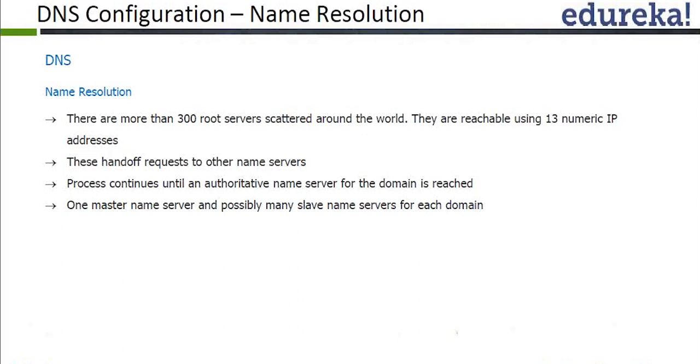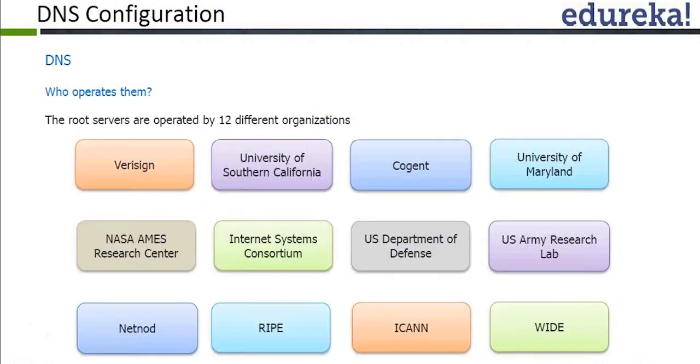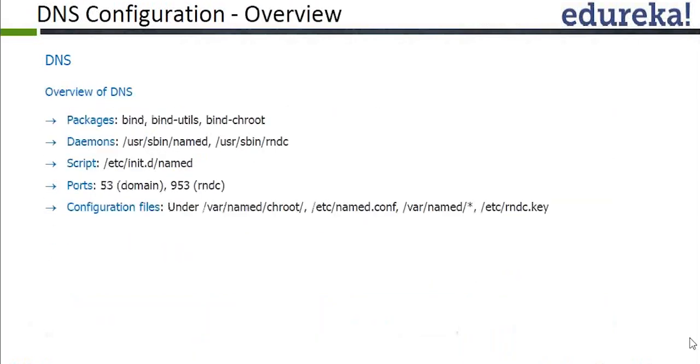After installing the package, bind, Berkeley Internet Name Domain, is the main package. Let me quickly show you the list of all the packages. So bind-utils and bind-chroot are the packages that you need to install.